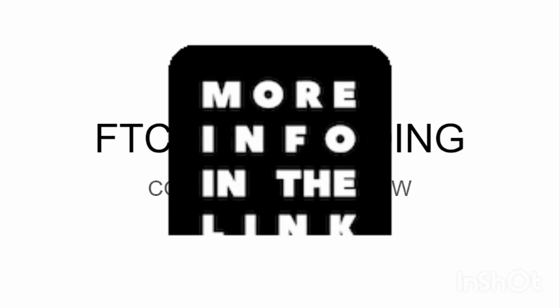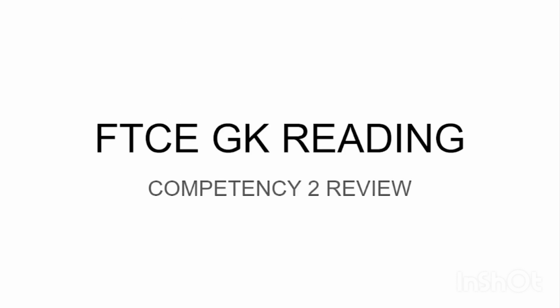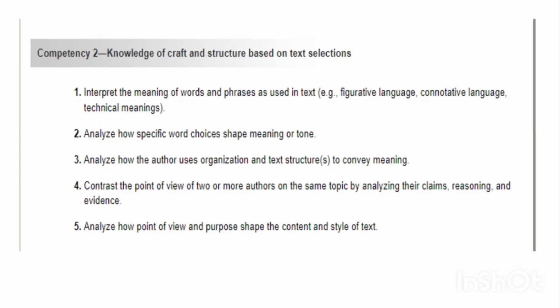So today we're going to do competency 2 review, where I will break down each competency with you. Now, this is straight from the FTCE website. Competency 2 basically has 5 skills. First, you have to be able to interpret the meaning of words and phrases as used in text. So that is figurative language, connotative language, and technical meanings.